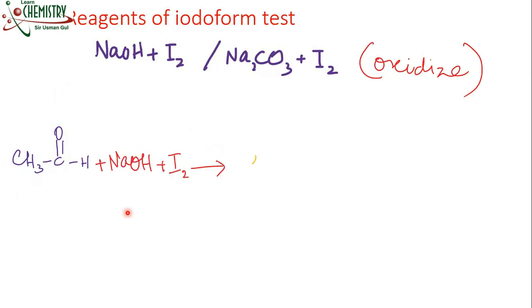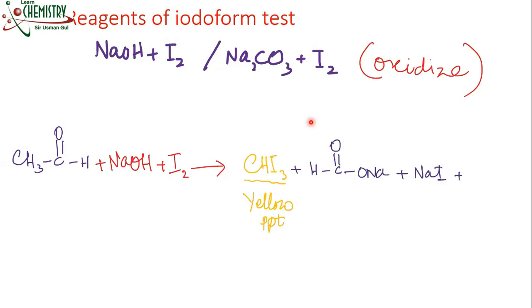It will first form iodoform, whose formula is CHI3, and it shows us a yellow precipitate. So with the help of this yellow precipitate, we are able to say that it is forming iodoform. The second product we get is the oxidized product of our acetaldehyde, that is the sodium salt of the remaining part. The others are sodium iodide and water.